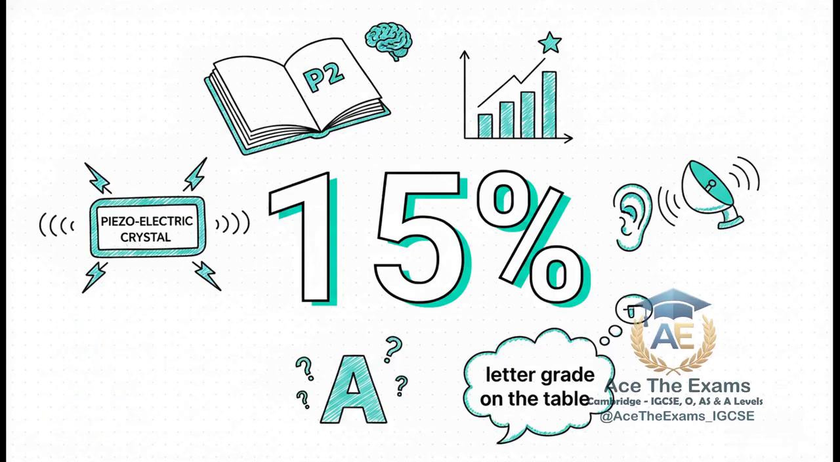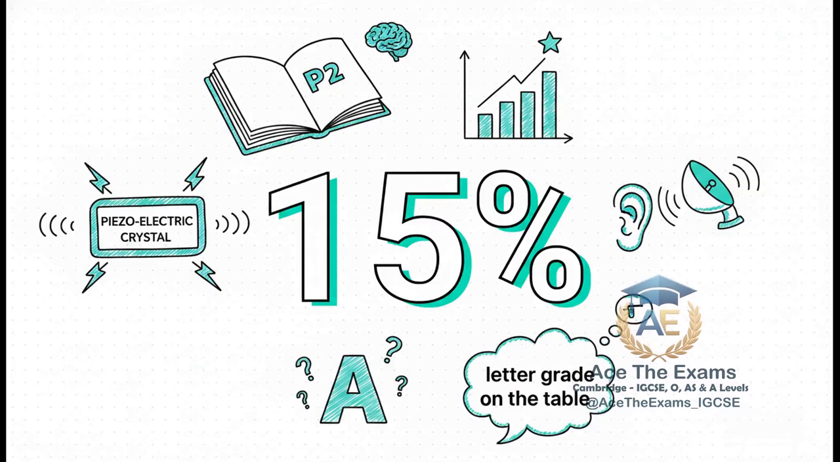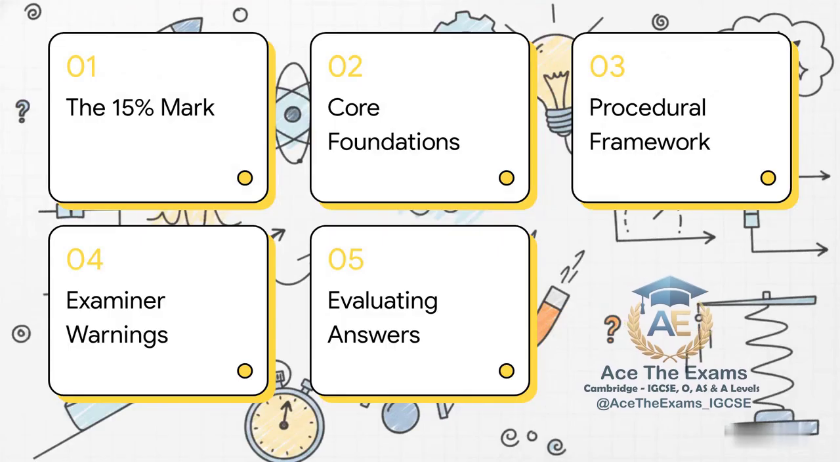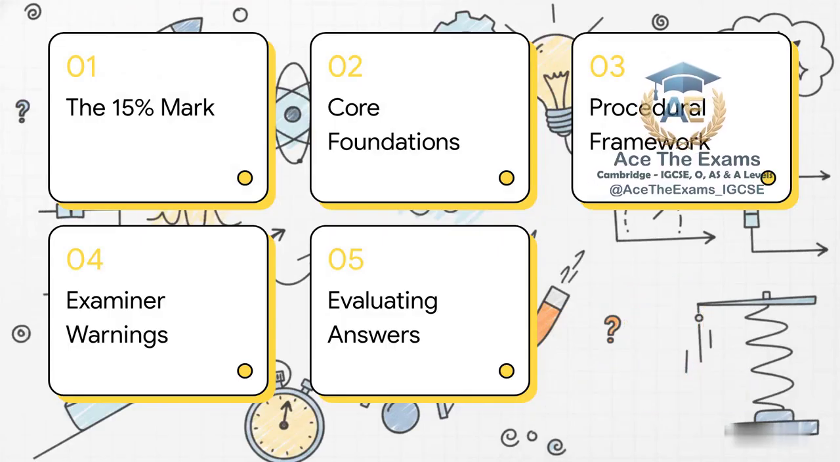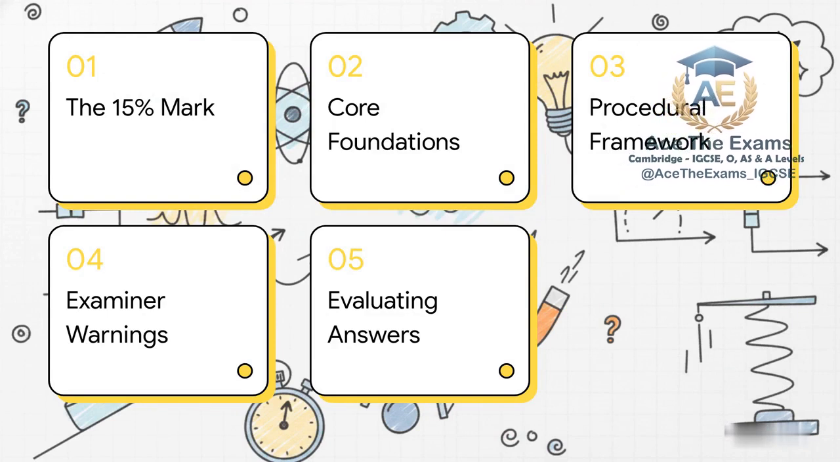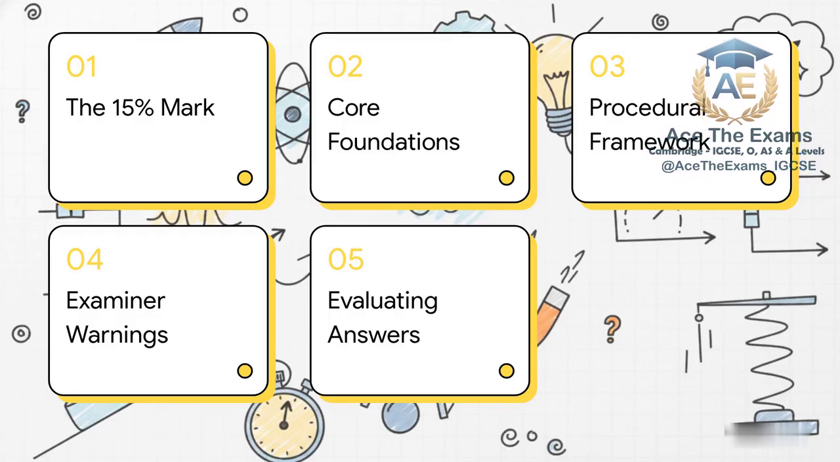If you miss the nuances here, if your answers are slightly vague, you are literally leaving a full letter grade on the table. We cannot let that happen. To guarantee you secure that 15%, we need a systematic blueprint. Today's agenda is simple. First, the 15% mark. Second, core foundations. Third, the procedural framework. Fourth, examiner warnings. And finally, evaluating answers.